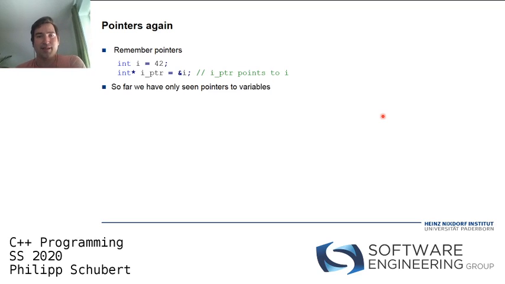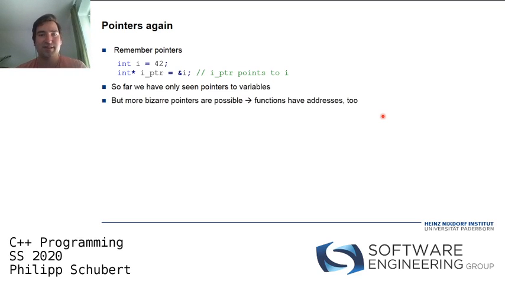So far we only really have seen pointers to variables, but there's also something more bizarre possible. Because think of functions. Functions are also somewhere in your code, because you need to execute them. So functions and the code associated with those functions are encoded in your program. And so functions also have addresses. And of course that's clear that you then can also have pointers to the address of a function. Function pointers, pointers to functions.